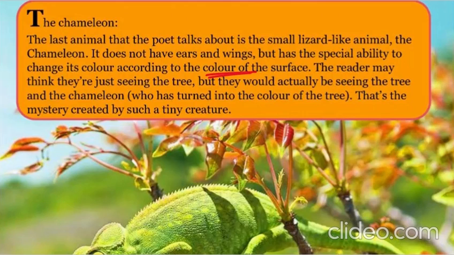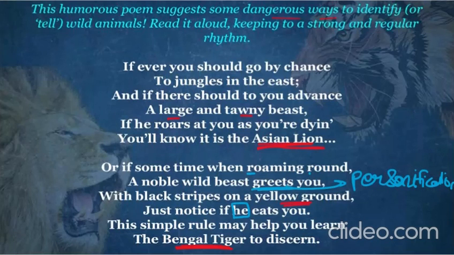So how many animals did we study? We studied the lion, then tiger, then leopard, a bear, a hyena, a crocodile, and a chameleon. These are the animals we studied. Now let's do the rhyme scheme of the poem.